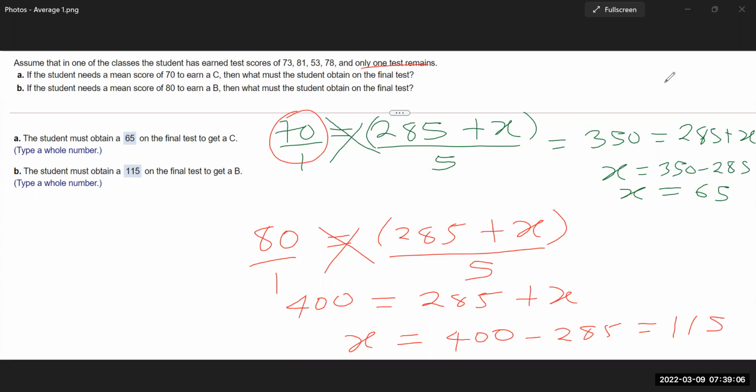Okay, so this is how you approach this problem. First, put your definition for mean or average down: the sum of all data points divided by the number of data points. Then you sum the data points. The data point that is missing, replace that with the variable X. Then you divide by the number of data points, you cross product, and solve for your missing variable. So that's as simple as that.